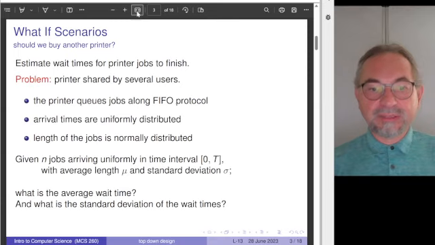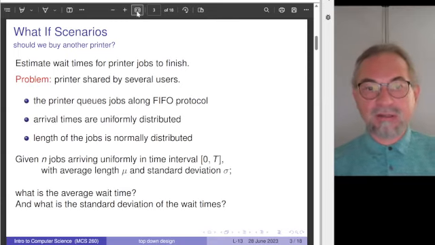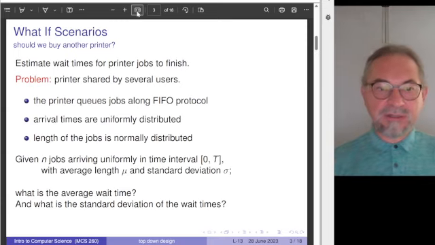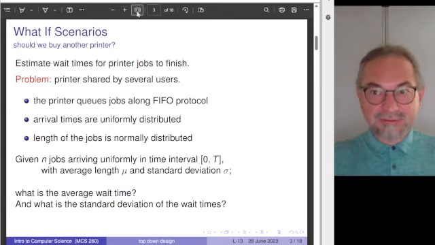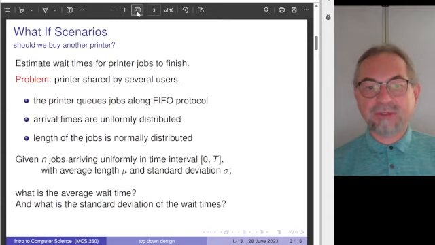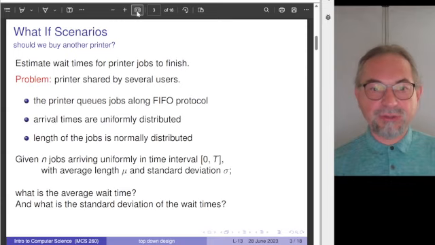The question is then framed more in mathematical terms. Given a number of jobs in a certain time interval, the jobs are taken from a normal distribution with a given mean and a standard deviation. What is then the average wait time? If time is an issue here, should you buy another printer?